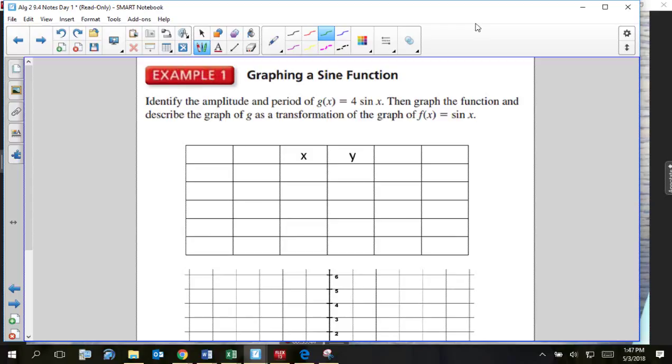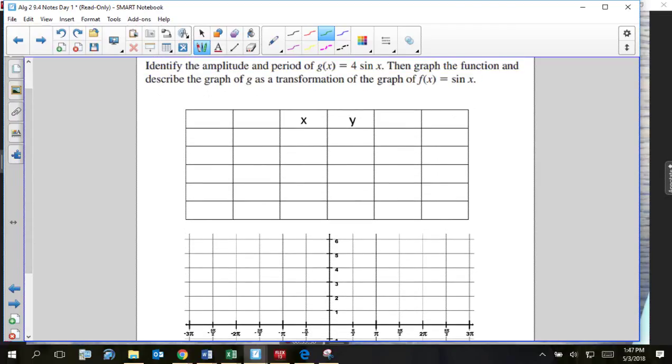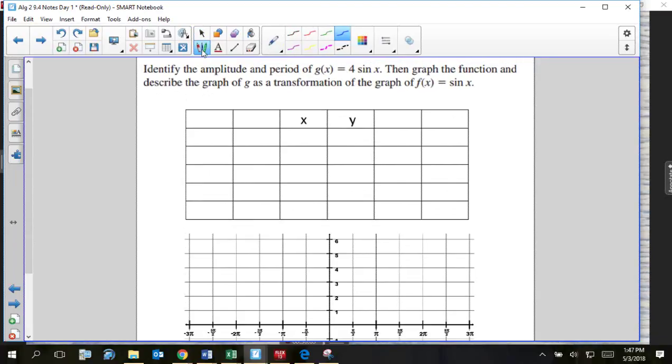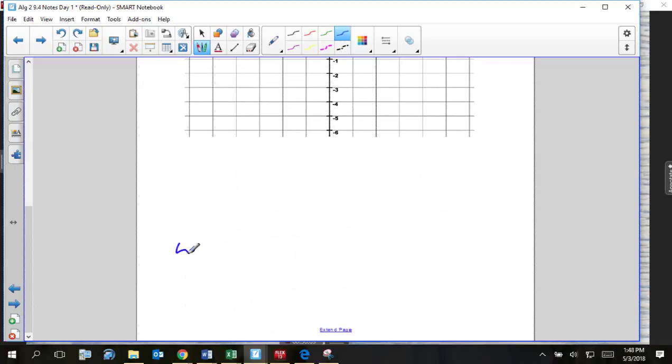All right, so we're going to graph. We're now going to graph our first transformed sine function. We've already graphed sine. You can see at the very top it says we're going to graph 4 sine x, right here. I don't have a lot of space to write, so I'm going to go down here for a second and write.